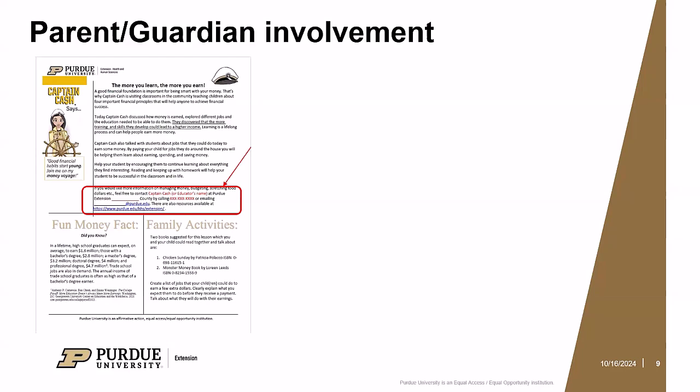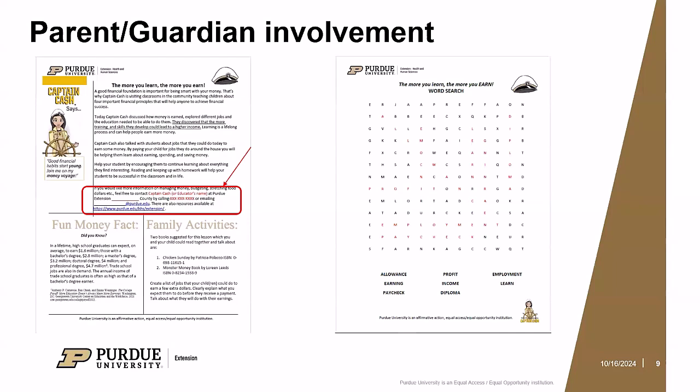And let's see if it shows here as well. Those documents are Word docs because that also gives the educator the chance to put in their personal information before it goes out. There's always a money fact and then some kind of family activities as well. And then the back side of it is a word search.